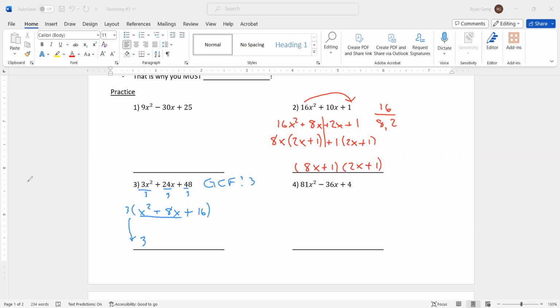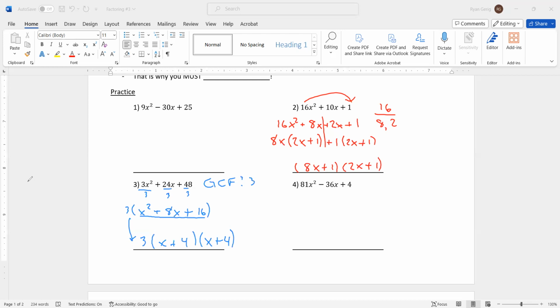Now I got an easier problem because a is 1. Two numbers that multiply to 16 and add to 8, it's 4 and 4. This is actually a special case because the two binomials are exactly the same. But I didn't have to go through the whole checking process because I know that 4 times 4 is 16 and 4 plus 4 is 8. So we're good. That's done.